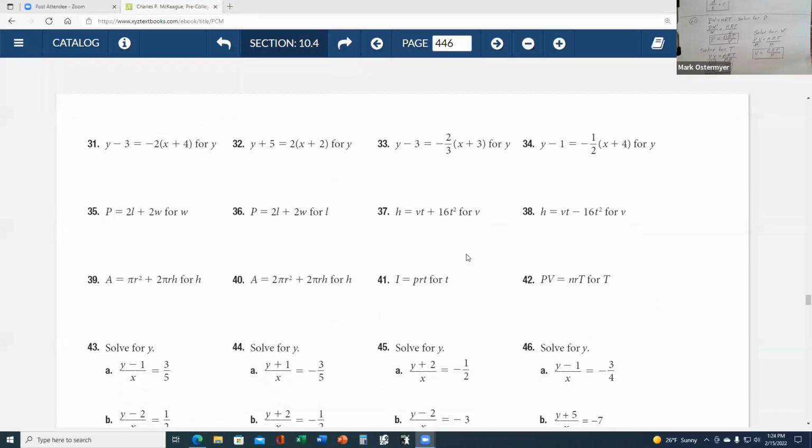All right, there's loads of formulas out there in the real world. They're all around us, everywhere. Look at number 32. How would I solve that formula for y? How do we solve this formula in number 32 for y?